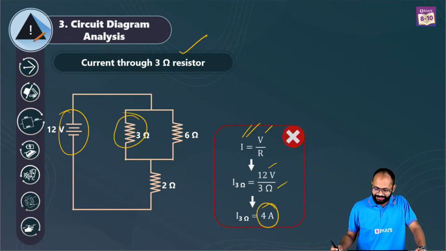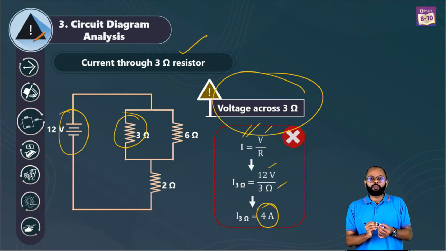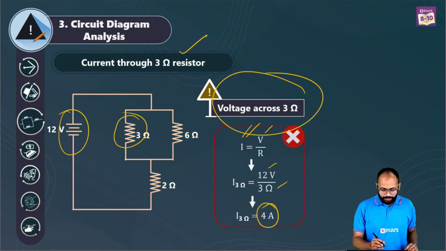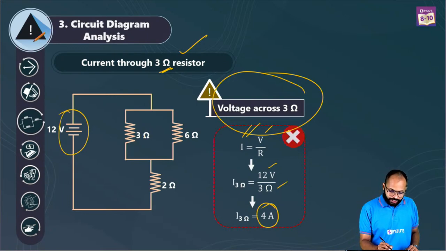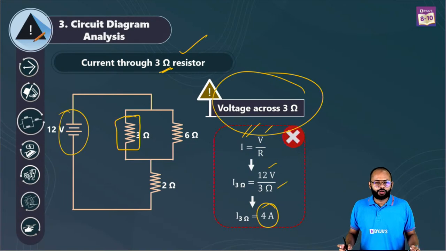Kashif, there is a mistake, guys, I'm telling you. Whenever you apply the formula I equals V upon R, and you have been asked the current through the 3 ohm resistor, you have to check the voltage across this 3 ohm resistor, then you can apply the formula. Got this?